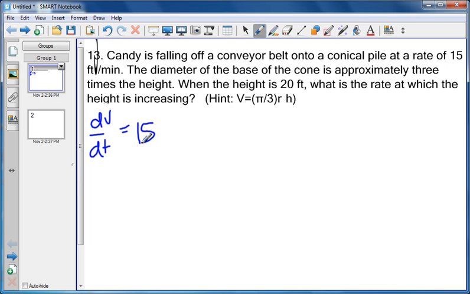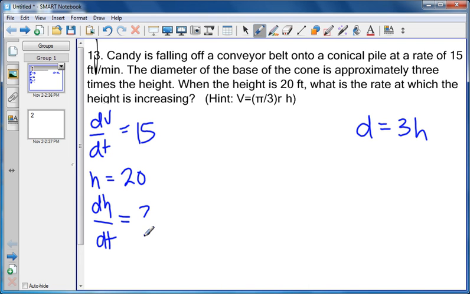It also says the diameter of the base of the cone is approximately 3 times the height. So the diameter is equal to 3 times the height. Now it says when the height is 20 feet, so we have h equals 20, what is the rate at which the height is increasing? So we're looking for the rate of the height, we're looking for dh/dt.